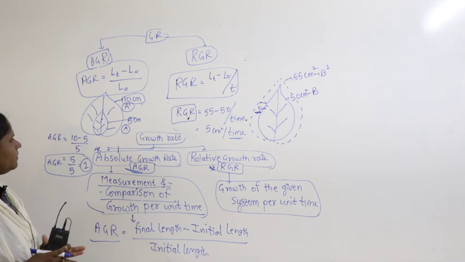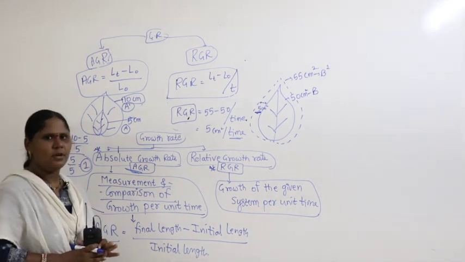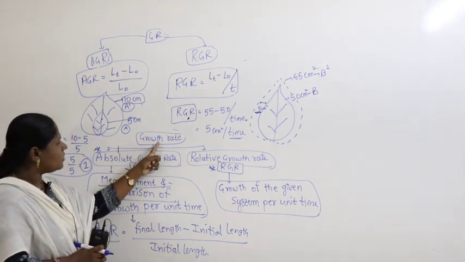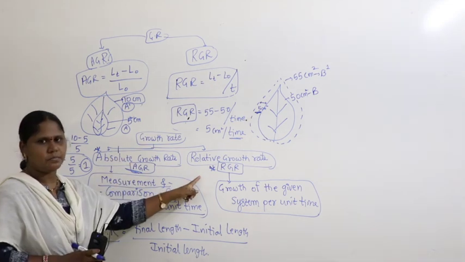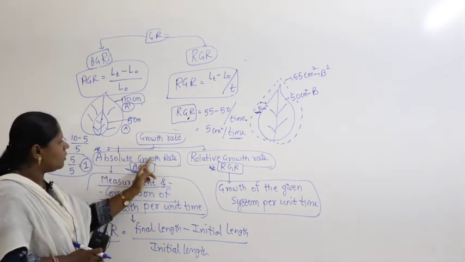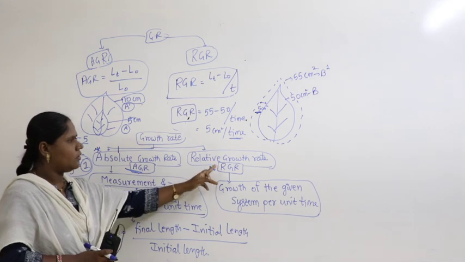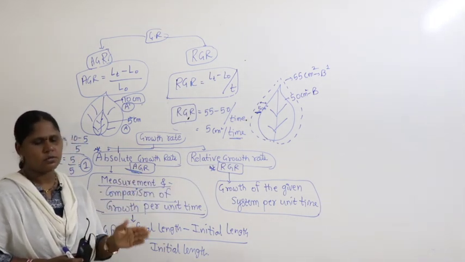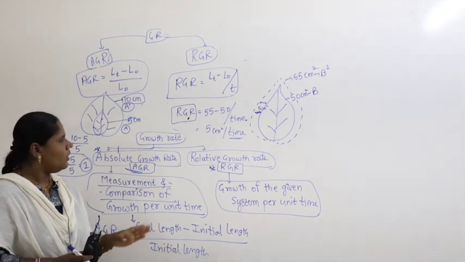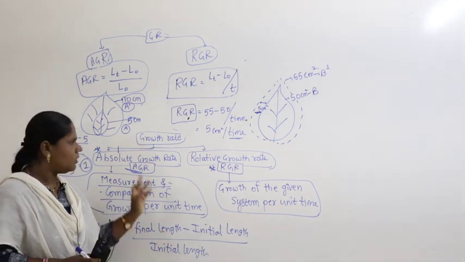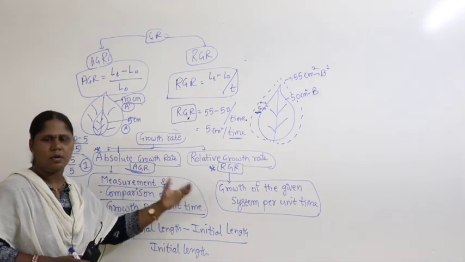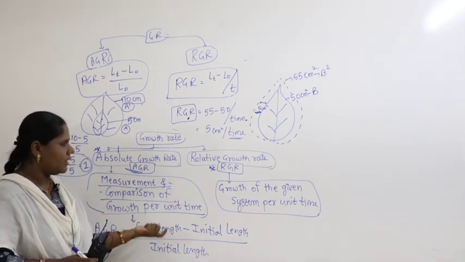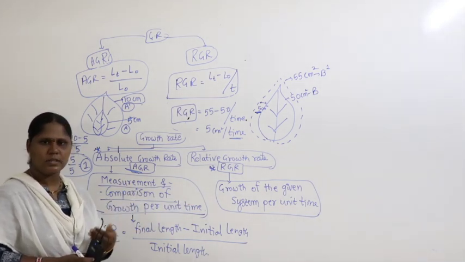Okay, I repeat again. Listen carefully. Growth rate is of two types: absolute growth rate and relative growth rate. Take one notebook, your botany running notes, and copy down with neat handwriting the two types of growth rate. They are very easy if you practice, understand and revise them once or twice.